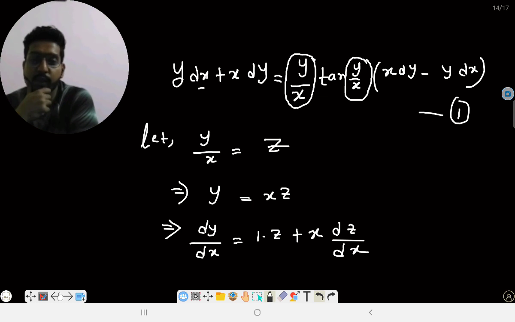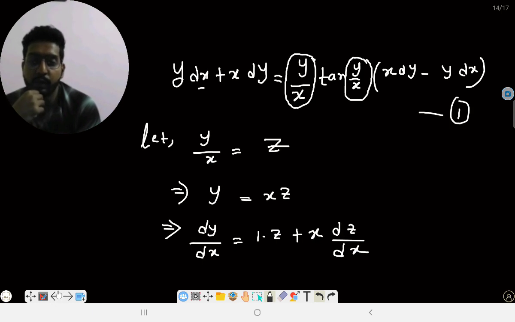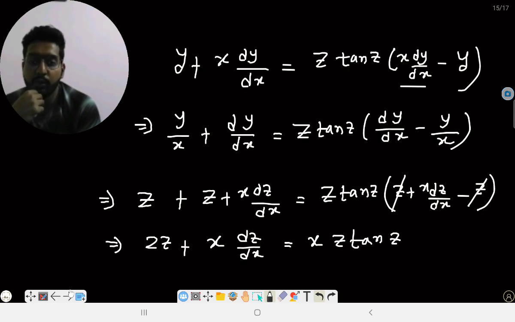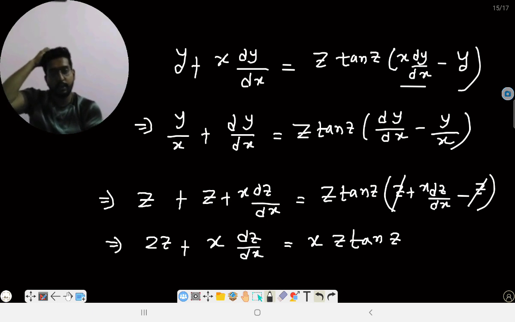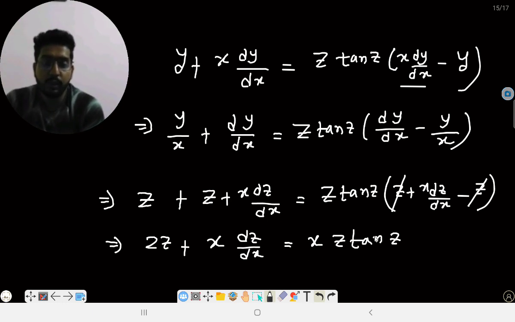So if we differentiate z plus x dz/dx, now if I divide by x, that will come like this, and y by x is here, y by x is here, z. So here it is coming z plus, and dy/dx is here: z plus x dz/dx. Now it is z tan z, x dy/dx is z plus x tan z, z cancels out, so that means xz. Okay, there is some mistake, so that is x z tan z dz/dx, like this.